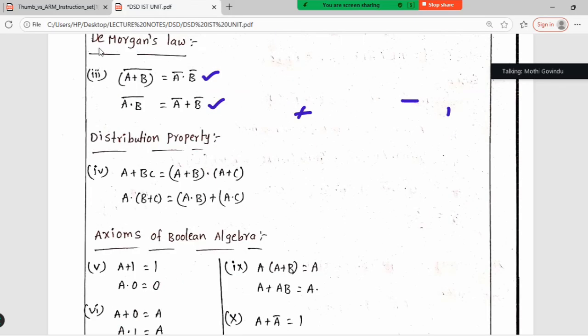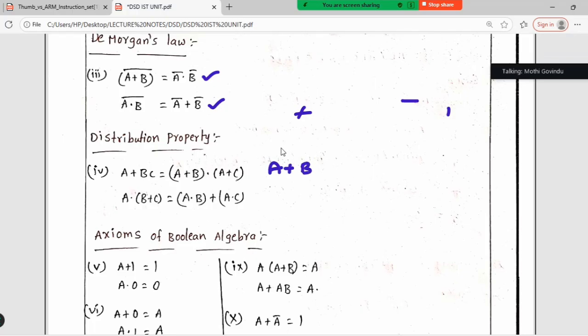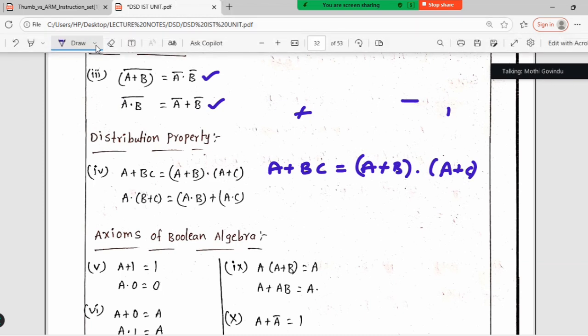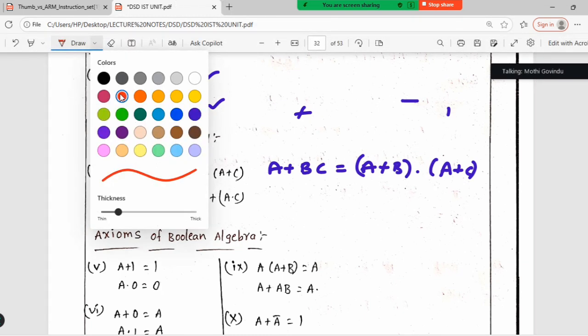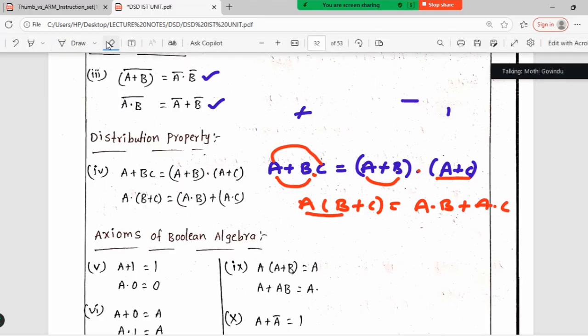Next, the distribution property. Distribution property is nothing but A plus BC equals, first, A plus B into A plus C. So this is the distribution property. I wrote A plus B into A plus C. Similarly, A into B plus C equals A into B plus A into C. So this is the distribution property.